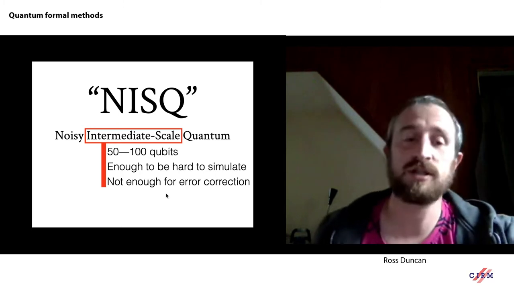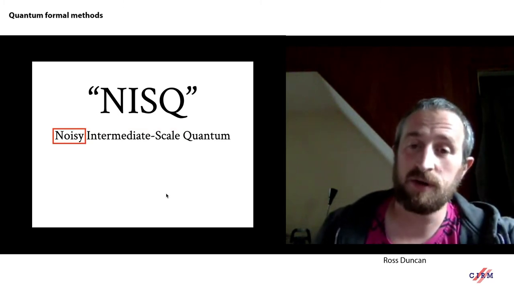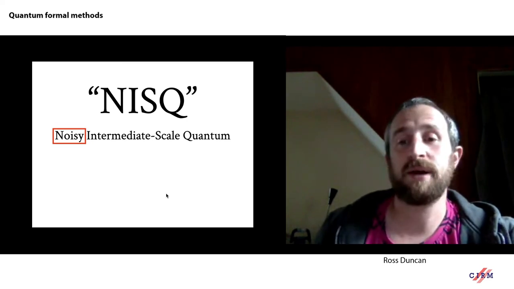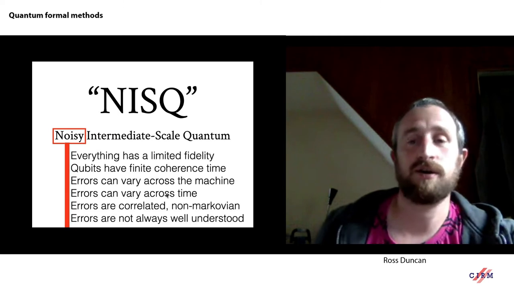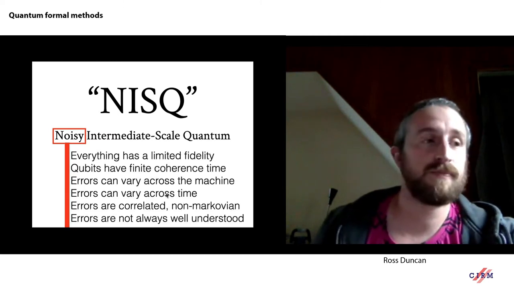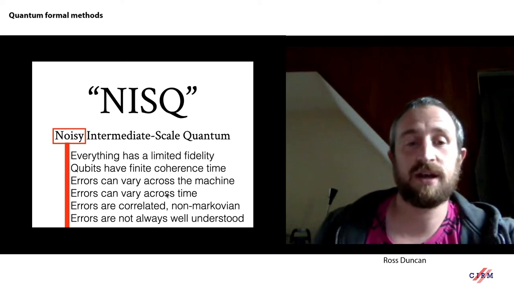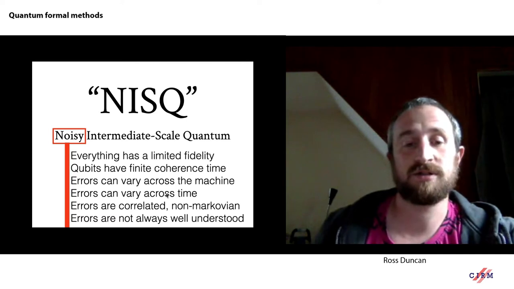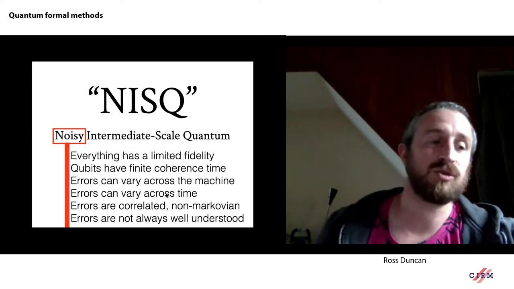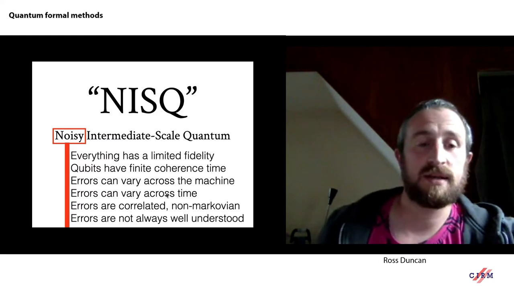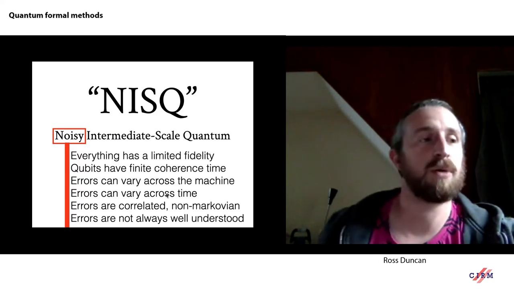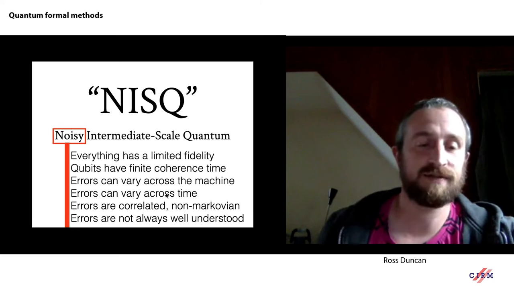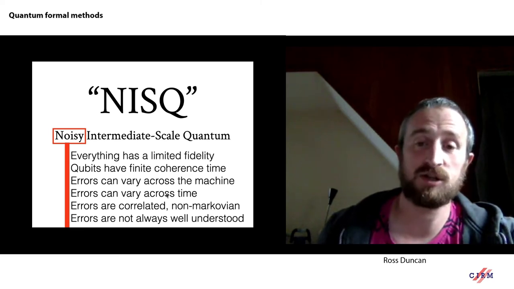And since we can't do error correction, then we have to live with the other part of the acronym, which is noisy. And noisy can basically be summarized as everything is terrible. So the qubits don't live very long, the fidelity of every operation is finite, the error is not constant across the machine, they're not constant across time, the errors interact with each other, and sometimes we just don't even know what's going on. So this is the real problem we have to deal with at the moment, rather than worrying too much about programmer errors: the fact that these machines are extremely noisy and we have to suppress the noise in order to get anything out of it.